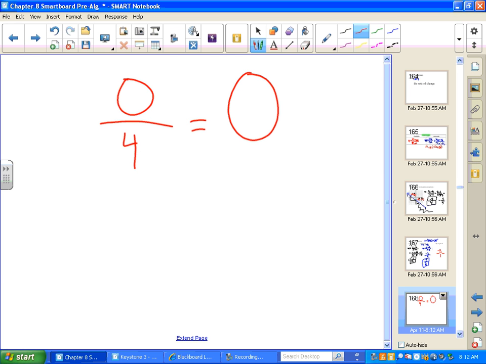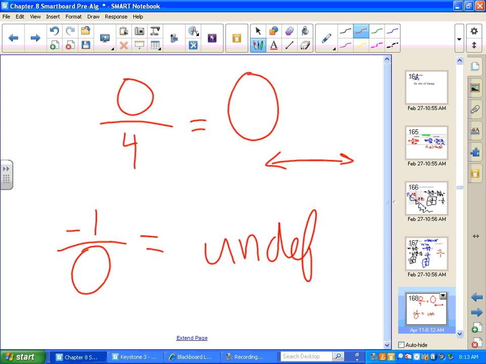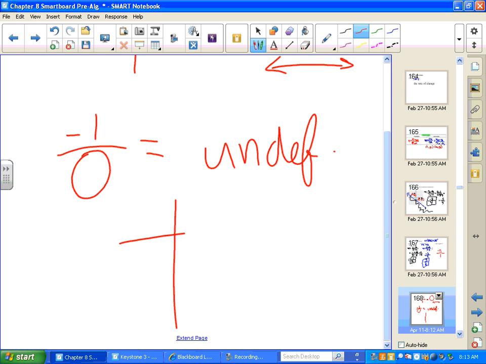If your slope is 0, what does the graph look like? Do this or this with your arm. Good. Graph goes this way. Okay. If your slope is -1 over 0, who can raise their hand and tell me, what does that mean? Sean? Undefined. Briar, what does the graph look like? Good. It's a vertical line.